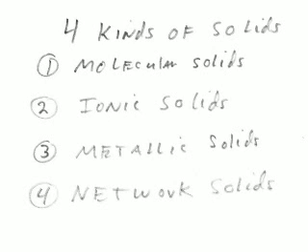Solids are 3D arrays. What's different between different solids is what is making up the 3D array. And so we basically run into four kinds of solids: molecular solids, ionic solids, metallic solids, and network solids.